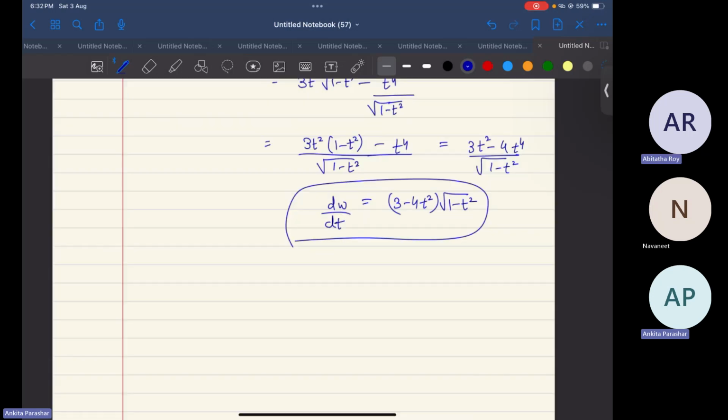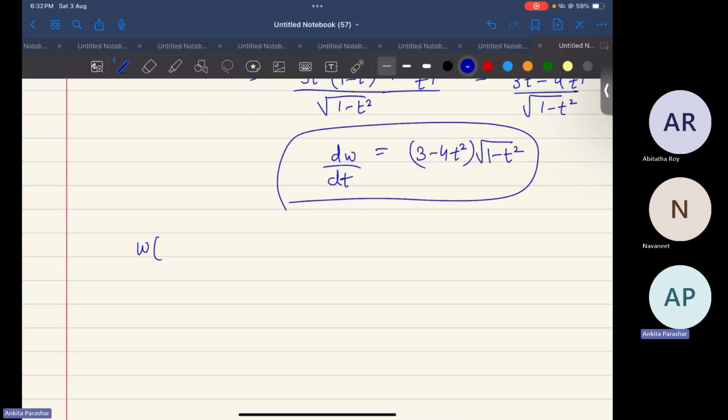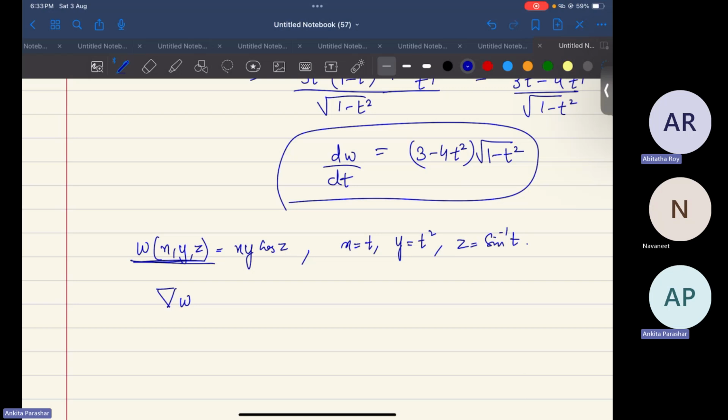So let me write again. W is a function of x, y, z, and the function is x y cos z. Then x is t, y is t², and then z is sin⁻¹ t. So in principle your function is a function of x, y, z only, but you want to compute this. If a function is there, you know the gradient of that. It is the partial derivative with respect to x, with respect to y, with respect to z. Is that okay?